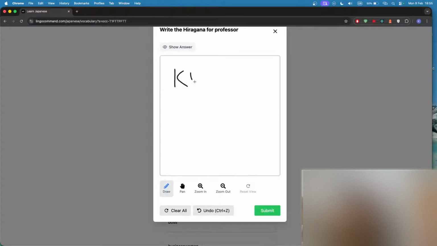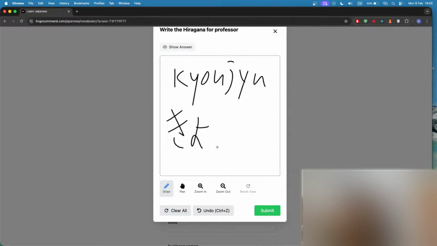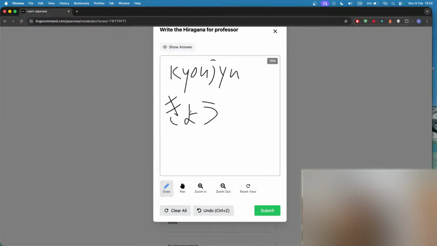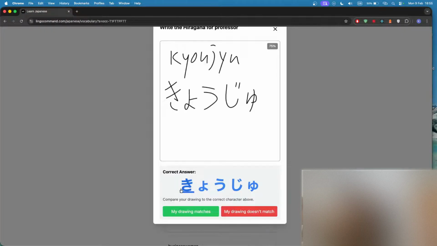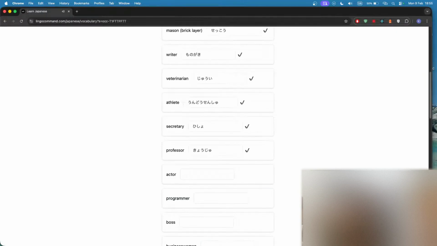So, professor is kyoju. So this is ki. This is yo. So this yo is going to be half-sized because we want a yu combination here. Then we'll stick a u here. And then here we want ju. So this is shi, with dakuten on top becomes ji. And then we just want another yu combination here. So this is ju. So it's kyoju. Kyoju. Fantastic, that's a match.